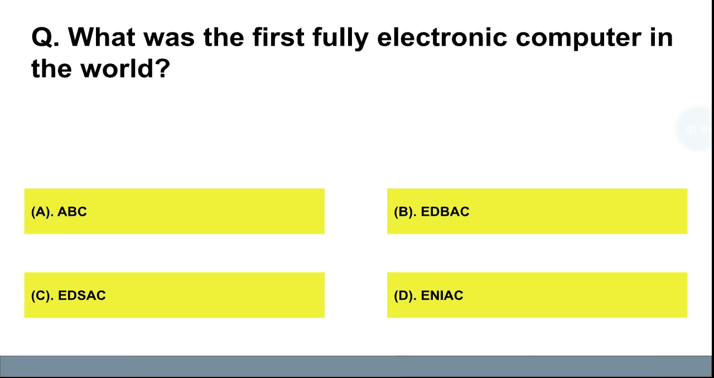Next question: what was the first fully electronic computer in the world? Option A, ABC, option B, EDVAC, option C, EDSAC, and option D, ENIAC. And the correct answer is option C, that is EDSAC.